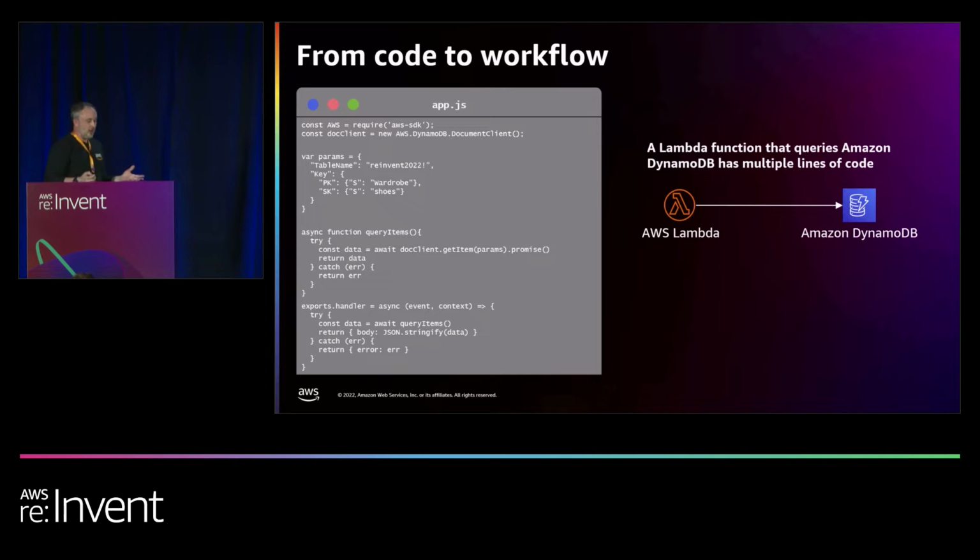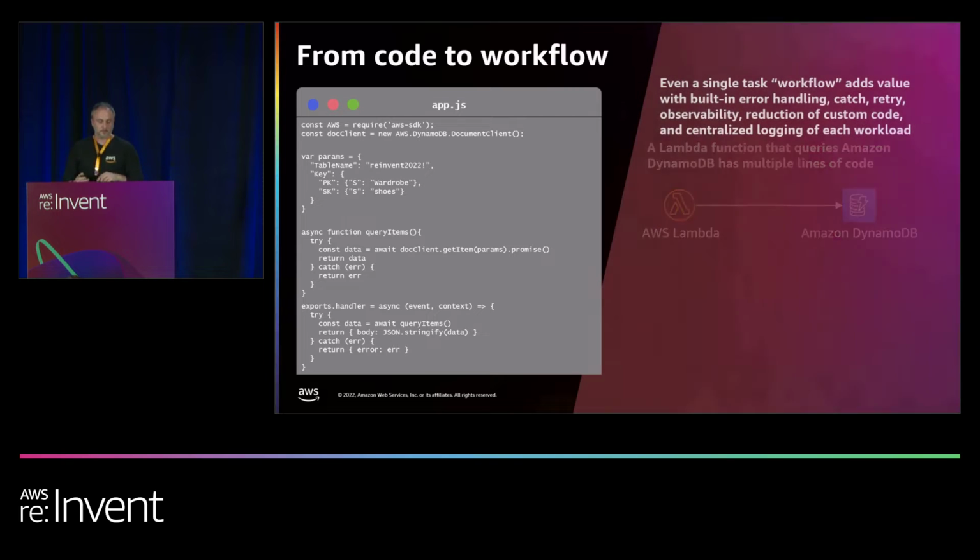And that 20 lines of code is just to get something from a DynamoDB table where I already knew the partition key and the sort key. And I've had to go through and understand what the event object is, what the exports handler is, and write all that 20 lines of code. And that's 20 places where something can go wrong because it's my code, right?